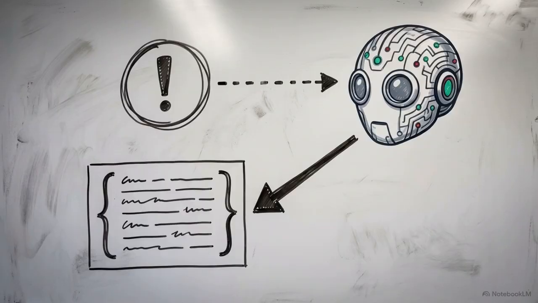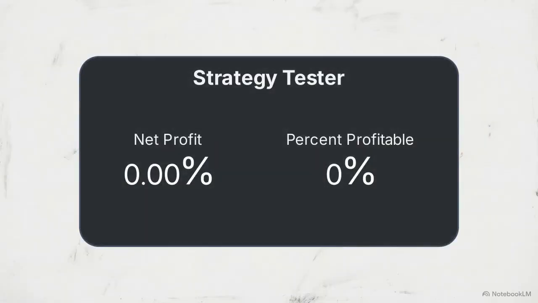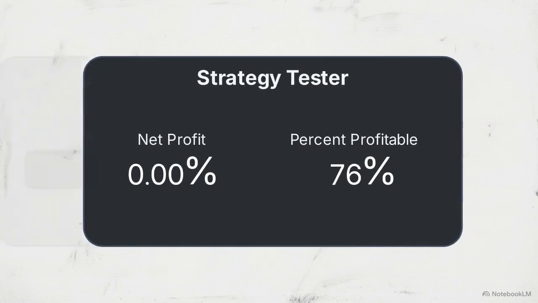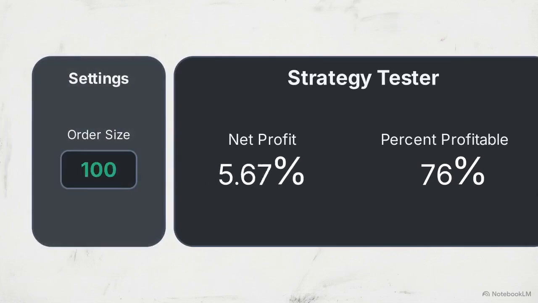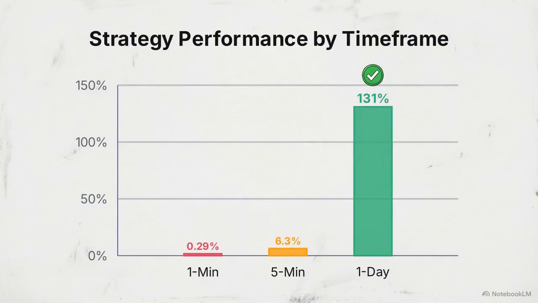You let the system catch the syntax issues, and you feed those errors back into the AI so it can solve its own mistakes. If the code compiles, you will see buy and sell markers populating on your chart's price action. Opening the Strategy Tester tab reveals performance metrics like net profit and percentage profitable. Adjusting parameters, like an order size of 100 lots, dynamically updates these calculations. Performance also shifts across timeframes. A 1-minute chart yields 0.29%, while a 1-day chart shows long-term trends.